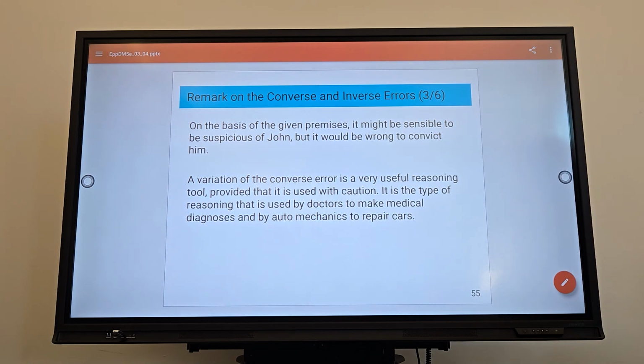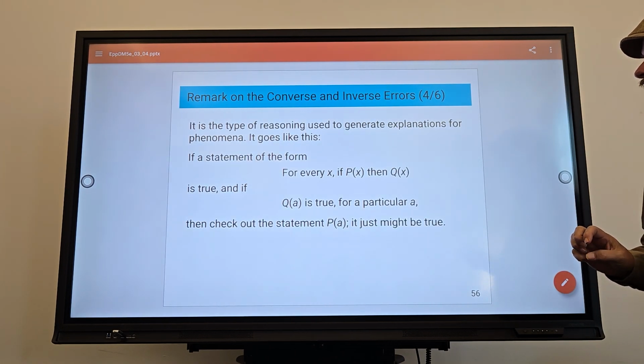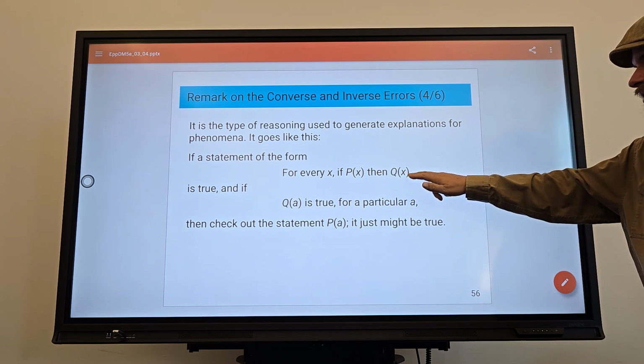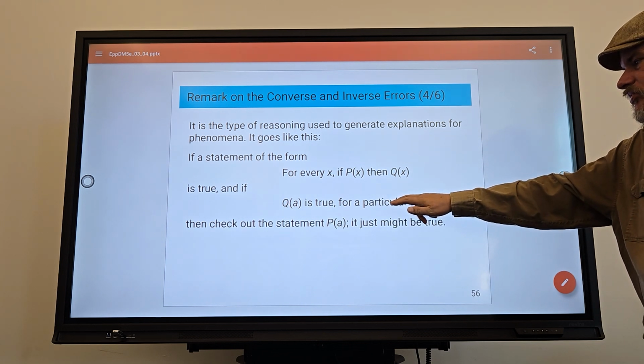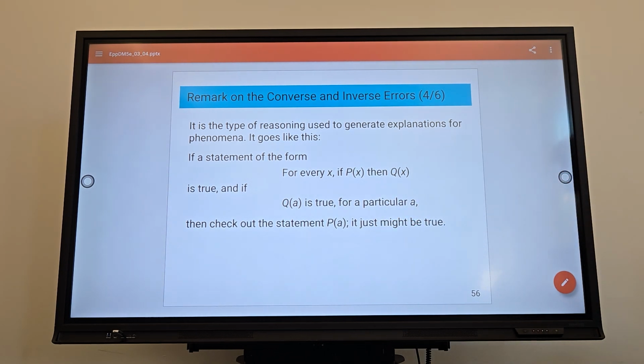A variation of converse error is useful as a reasoning tool, provided it's used with caution. It is the type of reasoning that is used by doctors to make medical diagnoses. For example, for every x, if P(x) then Q(x), Q(a) is true for a particular a, then check out the statement P(a). It just might be true.